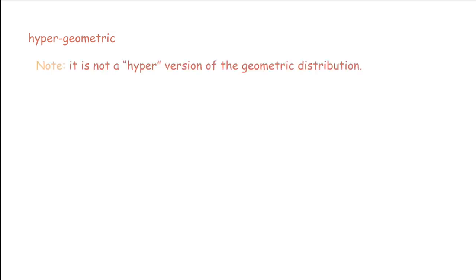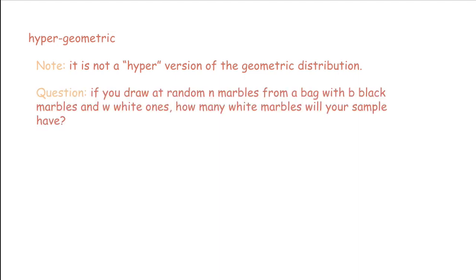Before we move on, I would like to discuss one distribution that doesn't fit into the coin tossing family, and it is more of a neighbor to it. The hypergeometric distribution. Don't let the name fool you. It is not a hyper version of the geometric distribution, it's just that mathematicians are bad at naming stuff. It answers the question, if you draw at random n marbles from a bag with b black marbles and w white ones, how many white marbles will be in your sample?